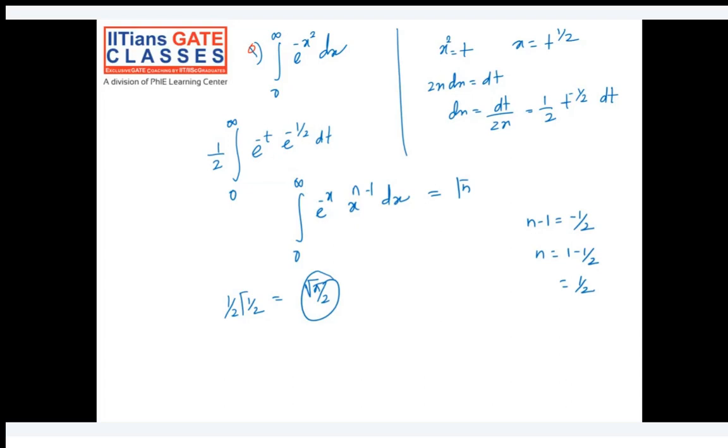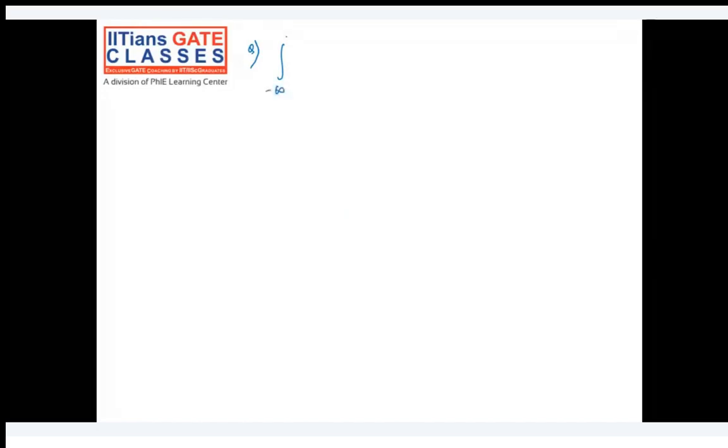Yeah, solve. I hope you are able to solve this question. Let me give you another question. Integration minus infinity to plus infinity e to the power minus x square dx. Very simple question. And after that, solve this one.